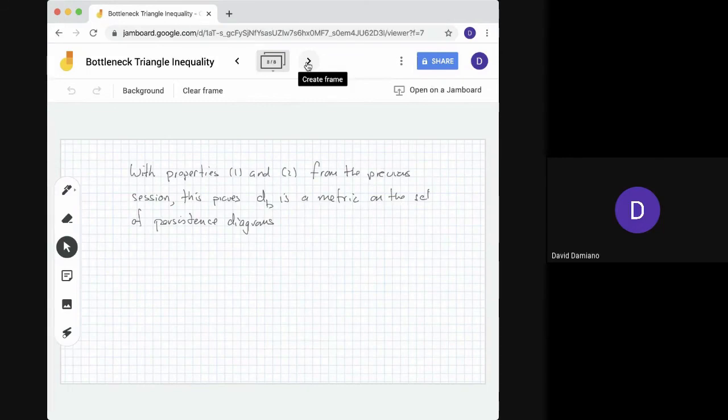So with properties 1 and 2 from the previous session, this proves that the bottleneck distance is a metric on the set of persistence diagrams. So we'll use this as we go on in the course.